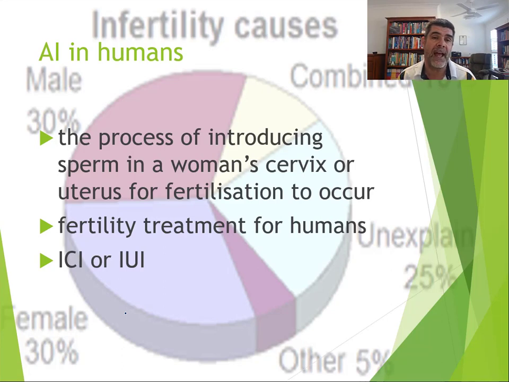We'll move on to look at selective breeding in plants and look at the process there, which is kind of the parallel of artificial insemination, which is artificial pollination, but that'll be in the next video.